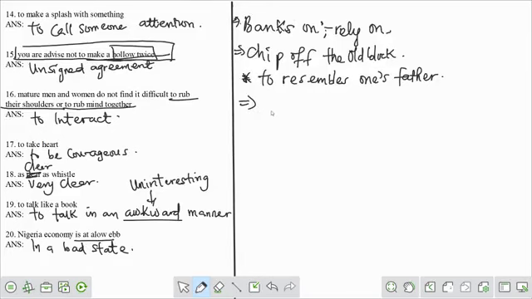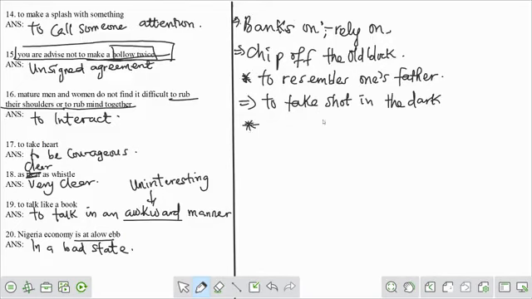So let's continue. Another one is to take shots in the dark. To take shots in the dark means to guess about something.